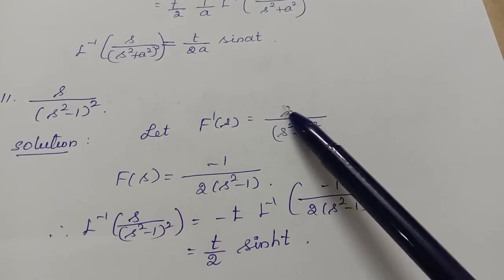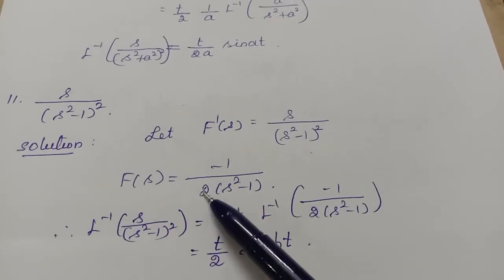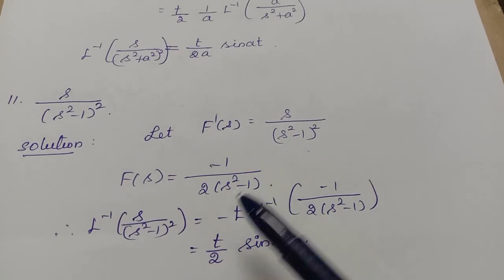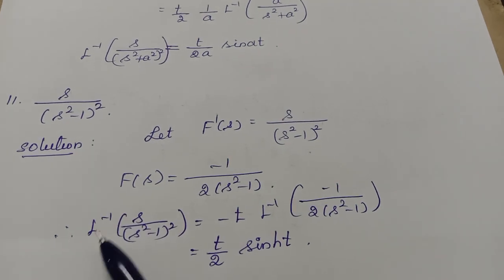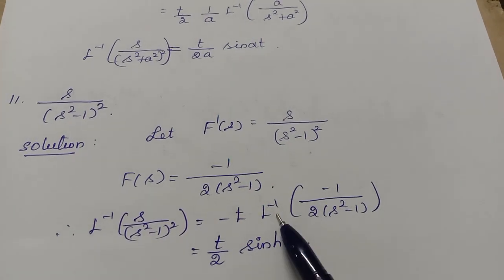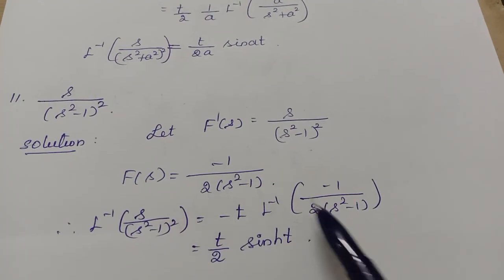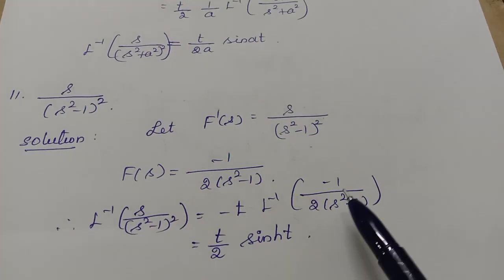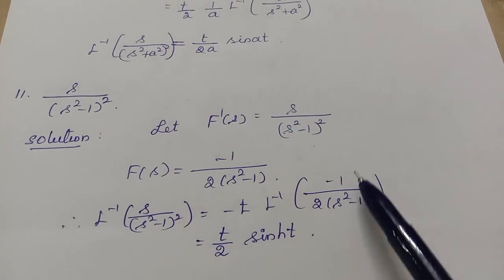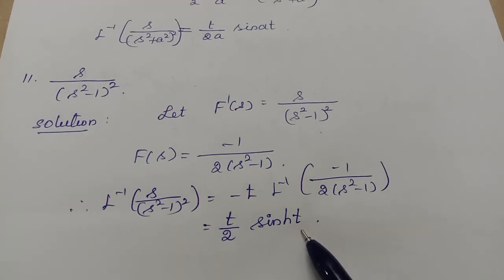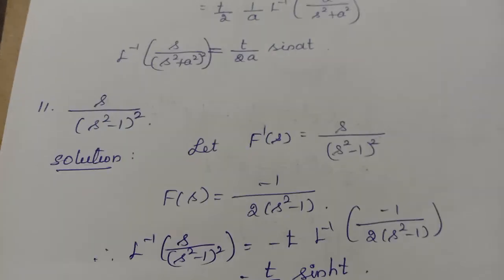Okay. So when you integrate this, you will get the answer as minus 1 by 2 into s square minus 1. Okay. So what's the formula? L inverse of f dash equal to minus t into L inverse of f of s. This is my f of s. So t by 2 into what is this? 1 by s square minus 1. That is nothing but sin ht. Okay. Next problem.